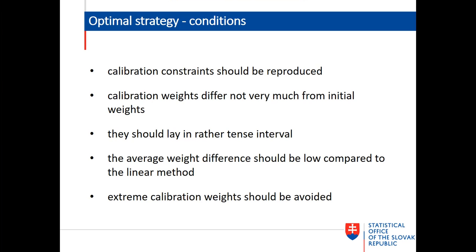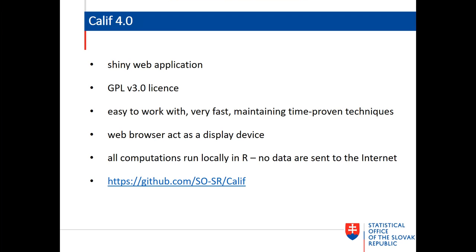So what are the conditions? The conditions are as follows. The calibration constraints should be reproduced at the first stage. And then the calibration weights should not differ very much from the initial weights and lie rather in some kind of tight interval. The average weight difference should be low compared to the linear method, but we want to avoid extreme weights. And after this theoretical introduction, let's move to the main topic of this presentation, which is the Calif tool.